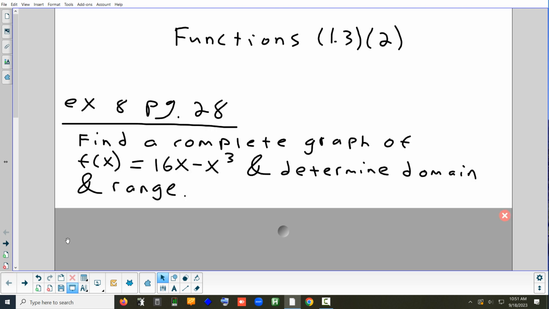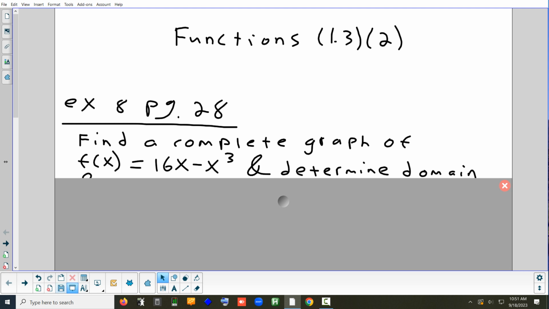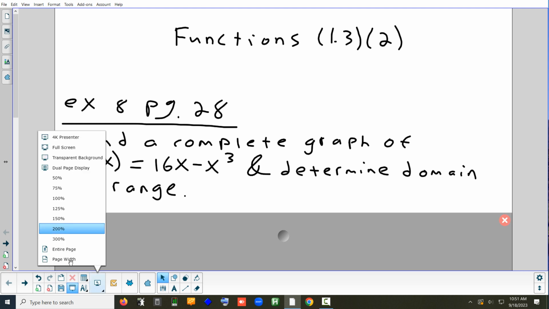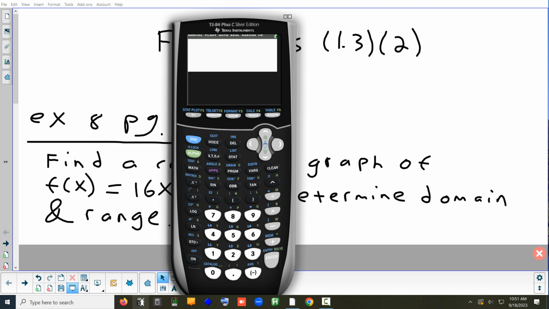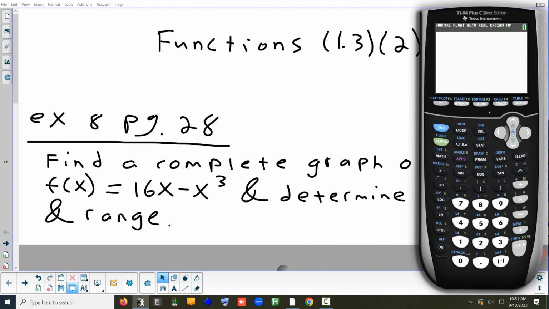So let's draw this. This is going to be a function, which means it'll pass the vertical line test. And we're going to find the domain and the range. Okay, so we're going to practice domain and range a lot. So if you don't remember exactly how to do it or what that is, we'll go over it again right now.